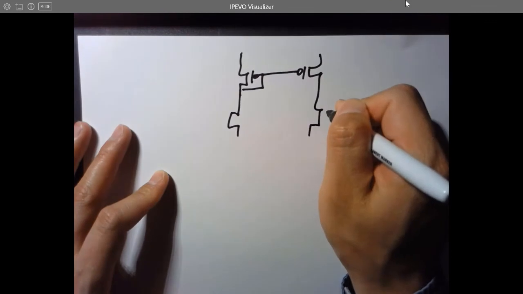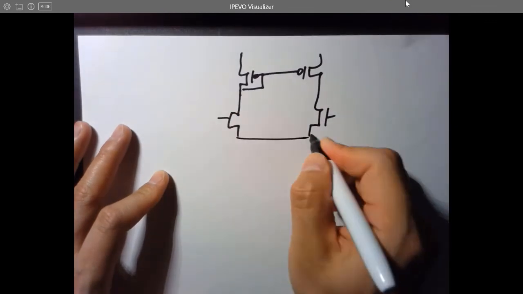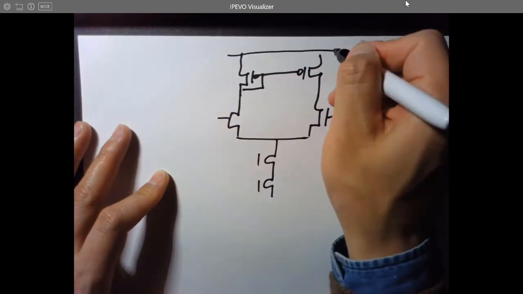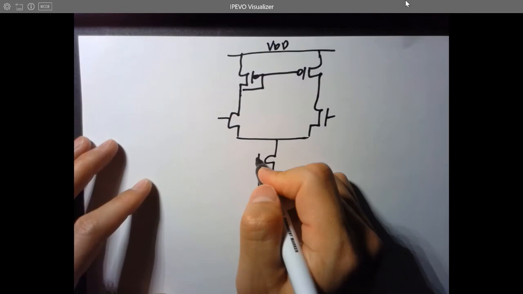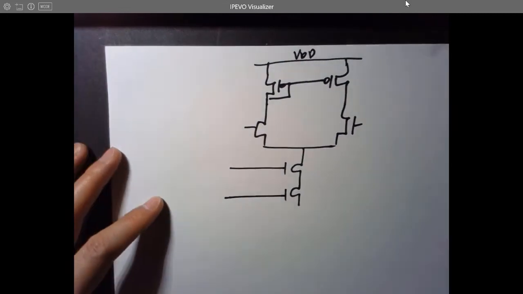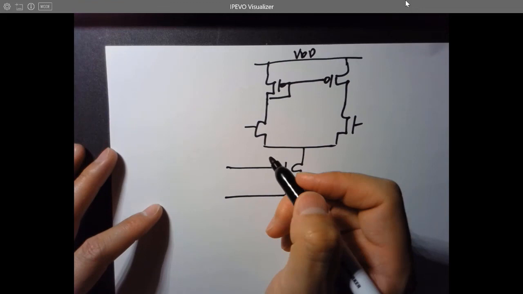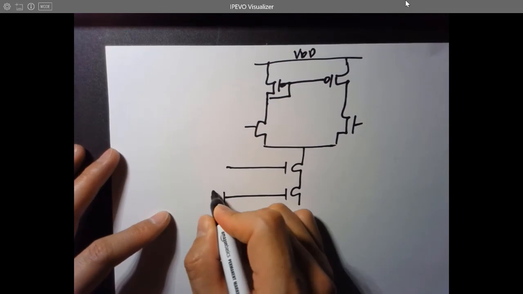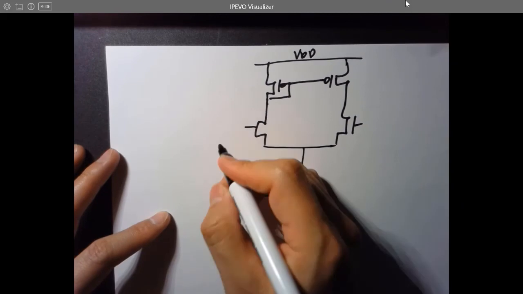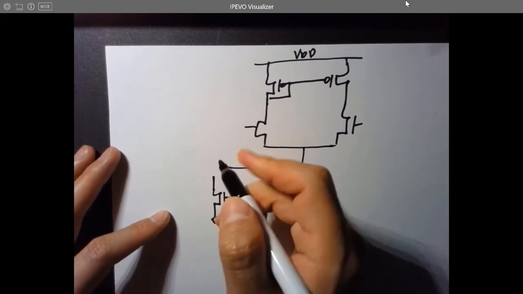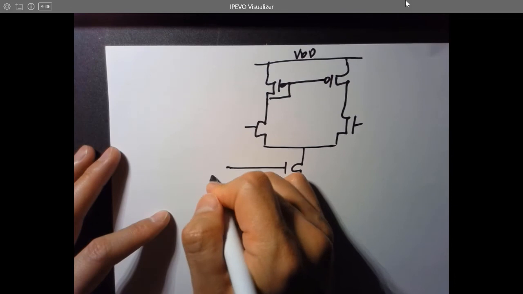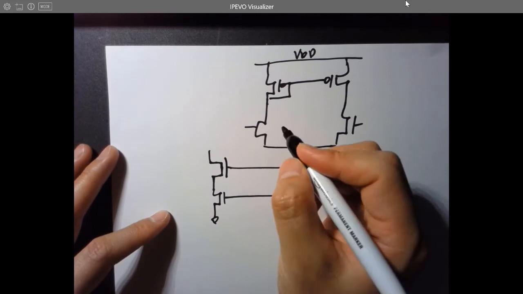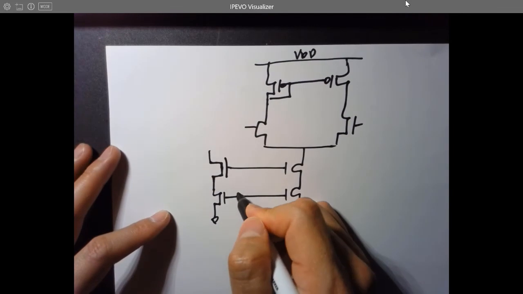That's a differential pair. And here is a current source to draw a current from VDD. And you need 2 bias voltages, right? Of course, this one will be an NMOS. And there will be another NMOS here to bias each of them separately.